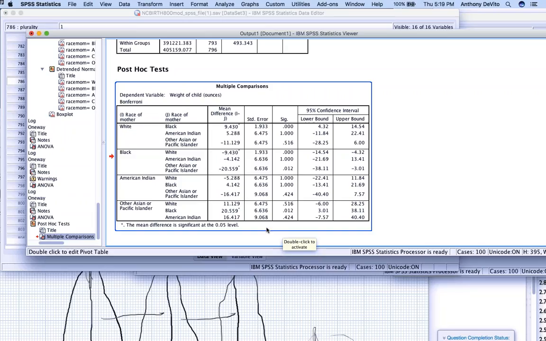So it goes through all the permutations. If you look at the significance, it tells you which ones you can say there's less than a 5% chance of being wrong if you say that the means are different. So that's the tool. The analysis of variance is a tool that gives you a way to compare the means of many groups at the same time.